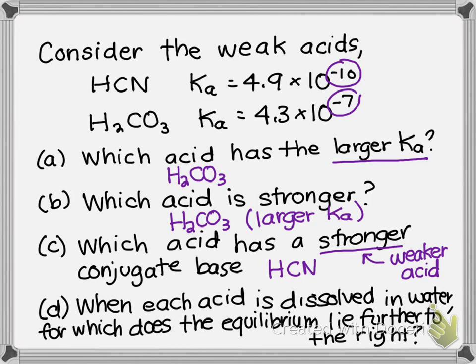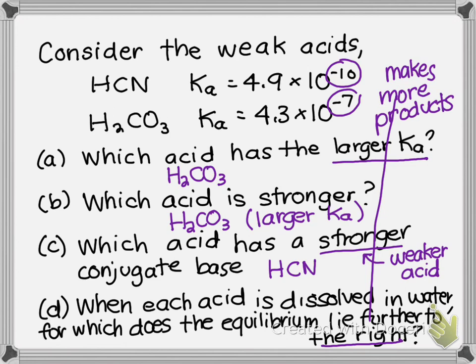And then letter D says, when each acid is dissolved in water, for which does the equilibrium lie further to the right? So further to the right, and I'm going to bring it up here. This means it makes more products. And something that makes more products is going to be the stronger acid. And so the stronger acid has a higher Ka value, so the stronger acid is H2CO3. So this is the answer to letter D.